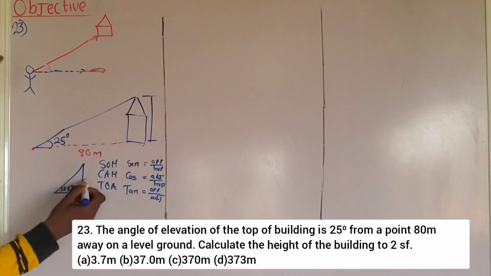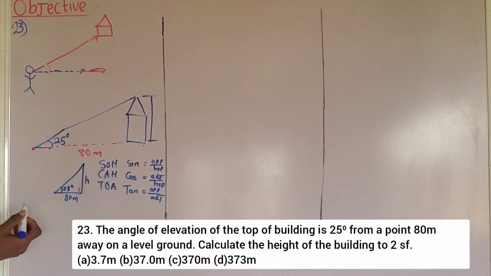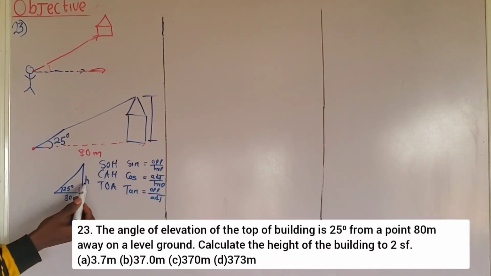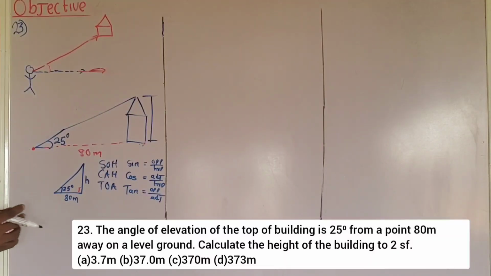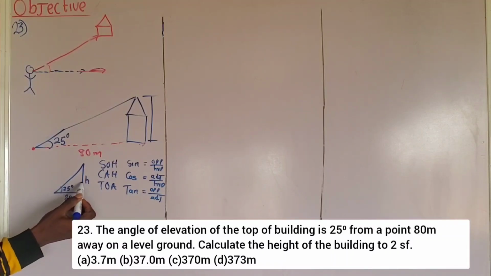Now, because we want to calculate the height of this building, I've been given the adjacent. Please pay attention. I want you to understand. See, adjacent is this. Opposite is the side that faces the angle that I'm considering, because I'm considering this angle now. The side that faces the right angle is the hypotenuse.